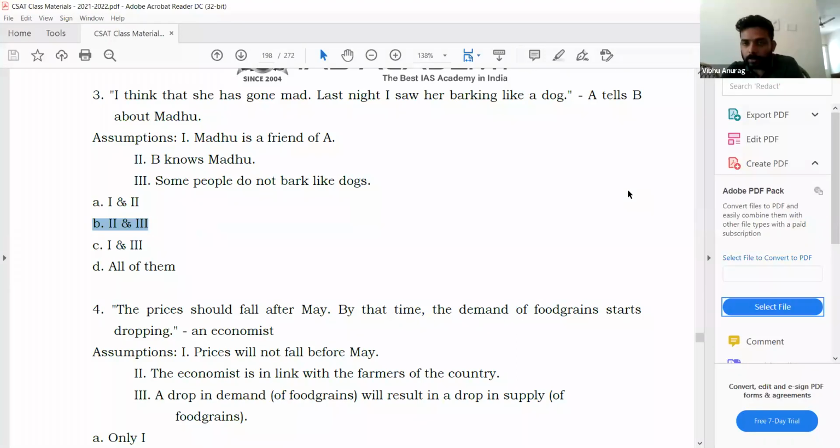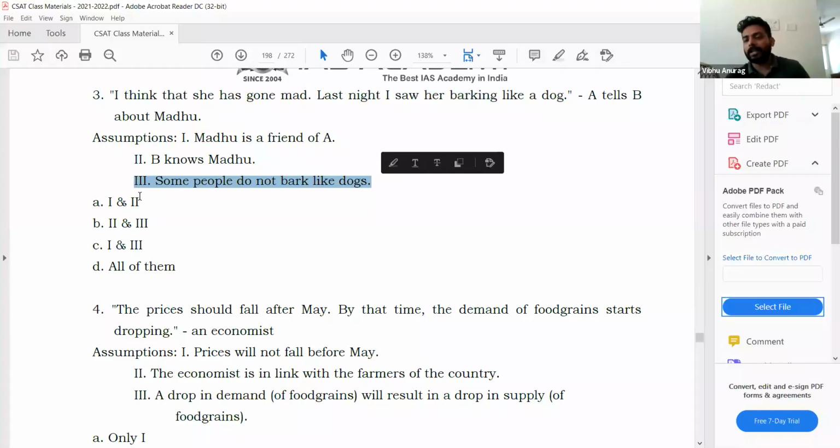Okay, so the doubt is that it should be all people do not bark like dogs. No, if that was an assumption, maybe we could consider it. But this assumption is correct: some people do not bark like dogs. Some is not a defined quantity. So he believes that people exist who don't bark like dogs. That's why he finds this behavior surprising. If he believed that people can't bark like dogs, he would not say I saw her barking like a dog, because she is also a person. So this is a valid assumption.